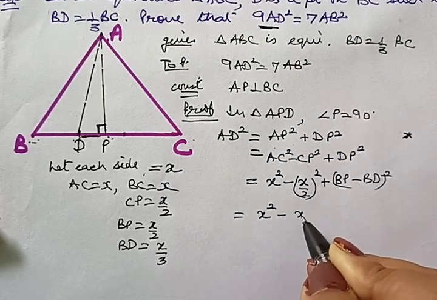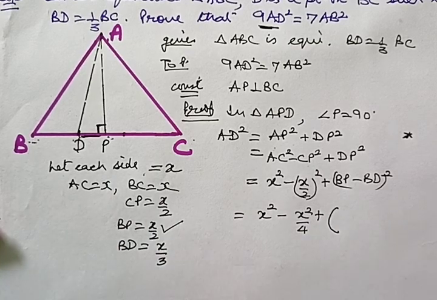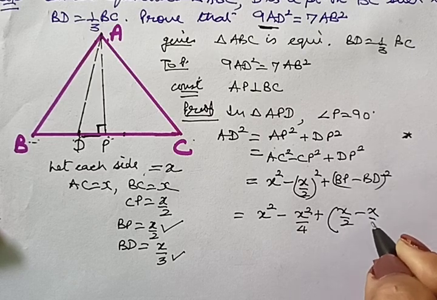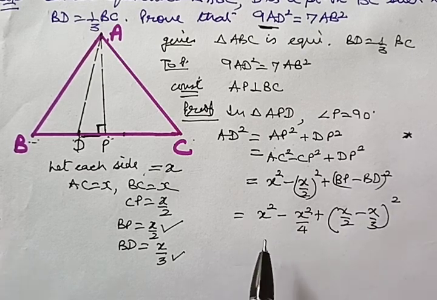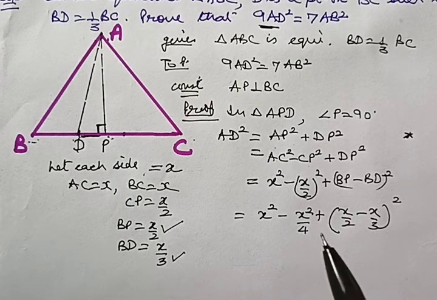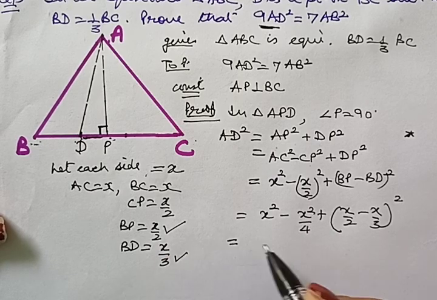So this gives me x square minus x square by 4 plus. Now BP is x by 2 and BD is x by 3. So x by 2 minus x by 3 whole square. Now can you see it is a simple expression in x and you can solve it. There is no relation of this expression with geometry. Simply go on solving it, just you solve algebra.